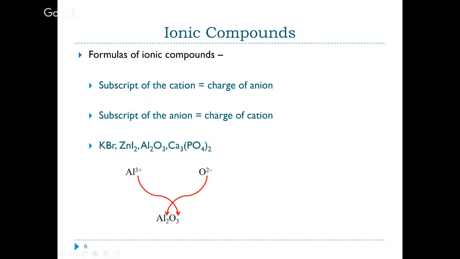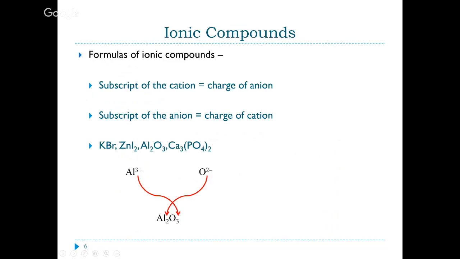Aluminum is a +3, oxygen is a 2-. The 3 comes down, the 2 comes down, and now we have a balanced charge. All ionic compounds have to have an overall charge of neutral. Charge is 0. So what is this saying?